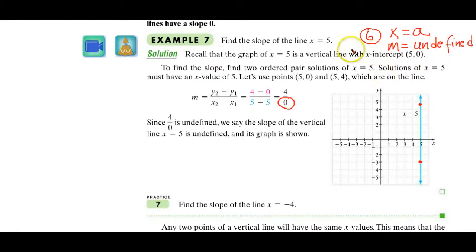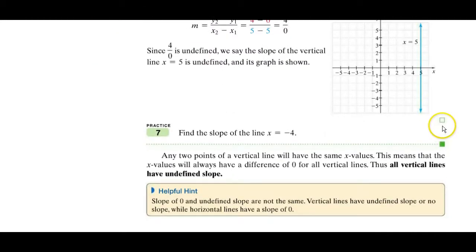Remember, the slope of a horizontal line is 0. The slope of a vertical line is undefined. And there it is right there. And there it is right there. So again, on that index card, and actually I have a little summary on one of my other videos of the formulas you should be familiar with for Chapter 3.